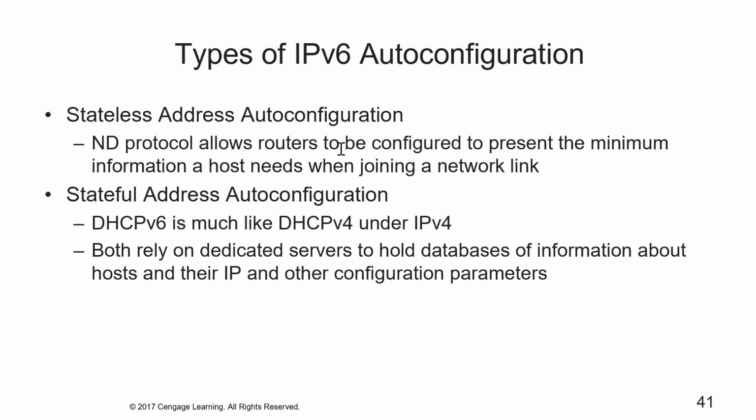So, the types of IPv6 auto-configuration: the stateless address auto-configuration. The neighbor discovery protocol allows routers to be configured to present the minimum information a host needs when joining a network link. This is for segments and nodes that support multicasting. And that's in RFC 4862, and it proposes several tools to support stateless auto-configuration of the attached nodes.